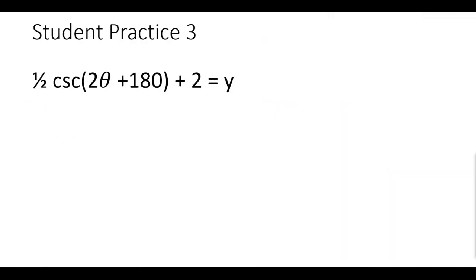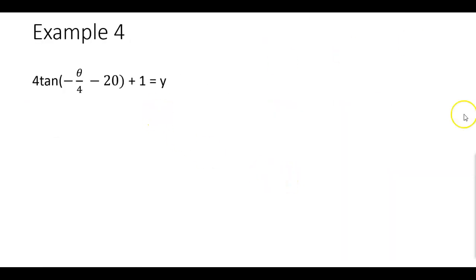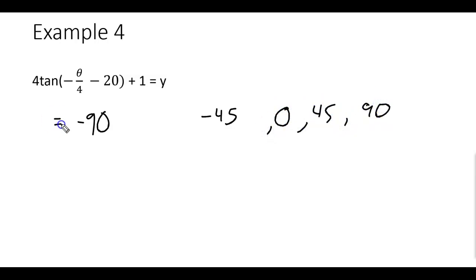I think we can afford to do one more example, and then we're going to call it quits, okay? So let's do a tangent example real quick. All right, so as you guys know, with tangent, the angles that we usually use are -90 followed by -45. After that, we use 0, 45, and 90. For the first two, we're going to set them equal to the horizontal transformations.